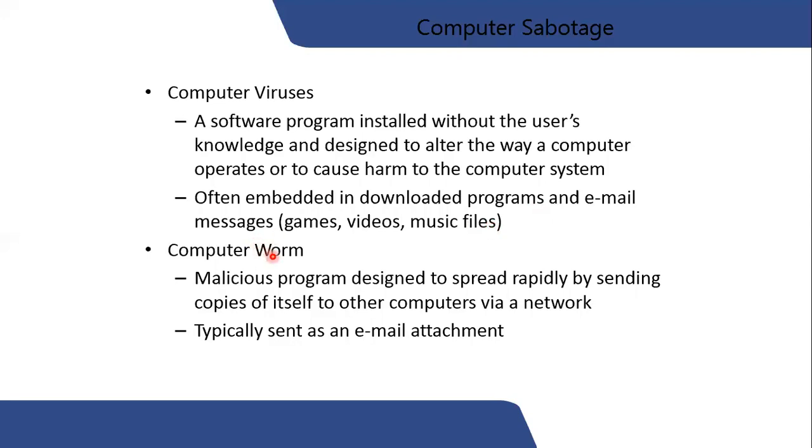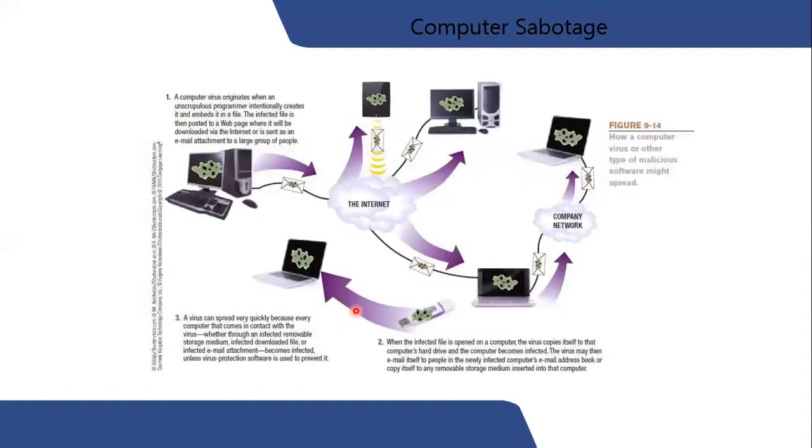Computer worm, a malicious program designed to spread rapidly by sending copies of itself to other computers via a network, typically sent as an email attachment. That's why you have seen that many times, if your email service provider finds that there are certain security issues with your emails, instead of coming to your inbox, it comes under the spam or junk emails. Computer sabotage.